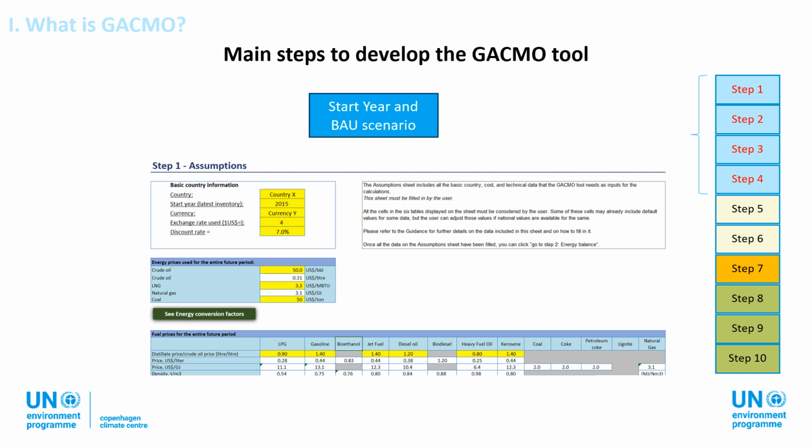In steps 1 to 4, the user provides all the input data related to the start year and business as usual scenario for his or her own country, such as country name, currency, start year, exchange rate, fuel prices, grid emission factor, etc.